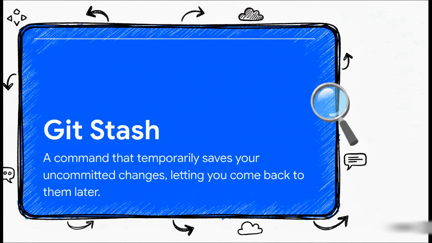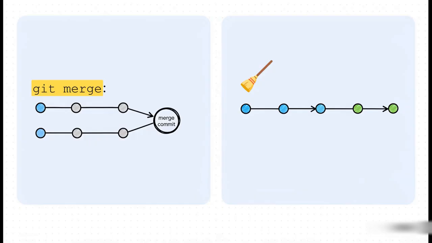I'm telling you, this command is like a magic trick. It takes all your messy, uncommitted work, tucks it away safely for later, and gives you a clean slate. Now you can switch branches, fix that emergency bug, and when you come back, git stash pop brings all your work right back exactly how you left it. It's a lifesaver.